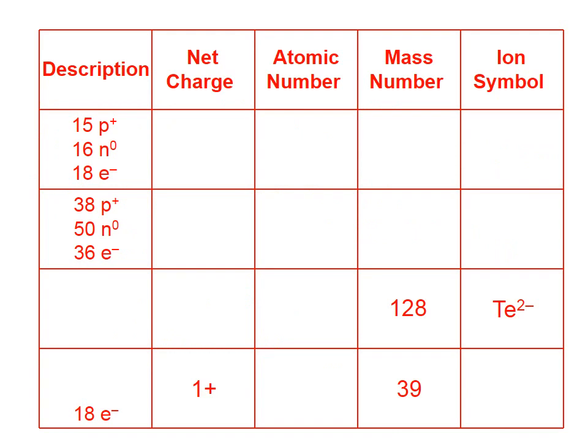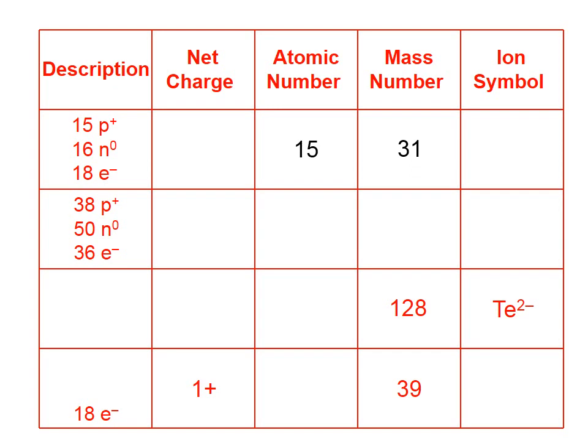So let's fill in this table. On the left we have the description, how many protons, neutrons, and electrons, and our job is to figure out the charge, the atomic number, the mass number, and the ion symbol. So for this first row, we see that we have 15 protons, so that's the atomic number. The mass number is going to be the sum of the protons plus the neutrons, so that's going to be 15 plus 16, which is 31.